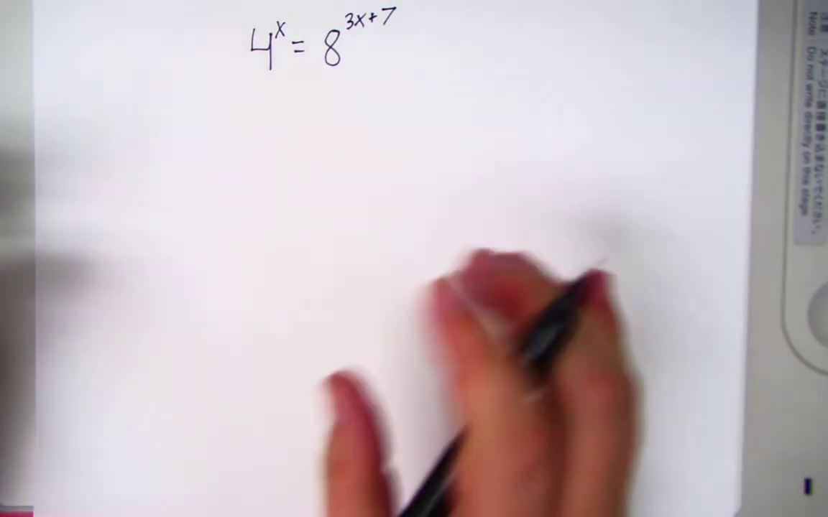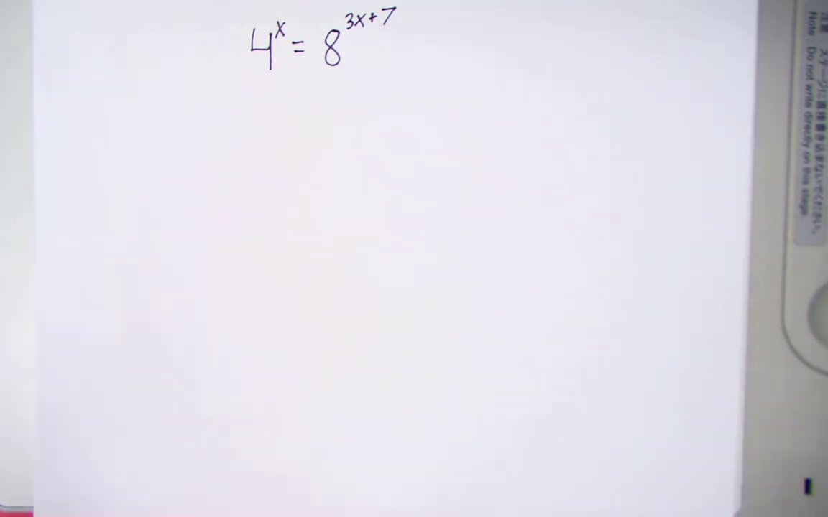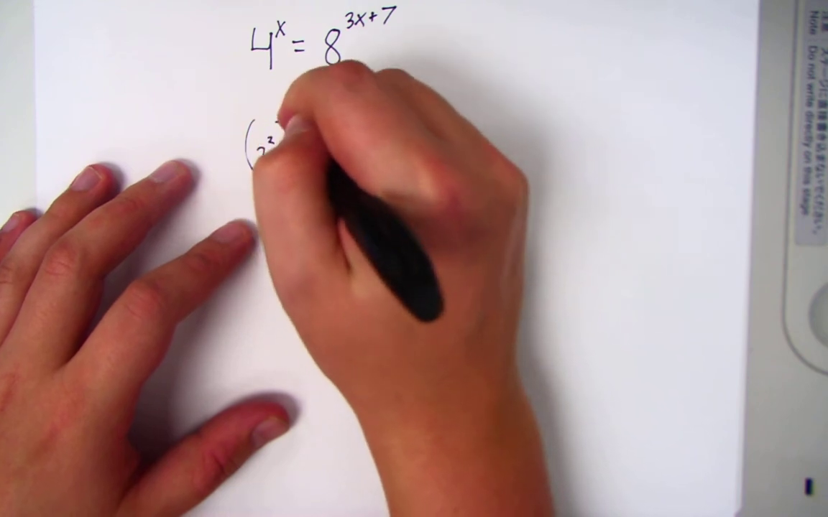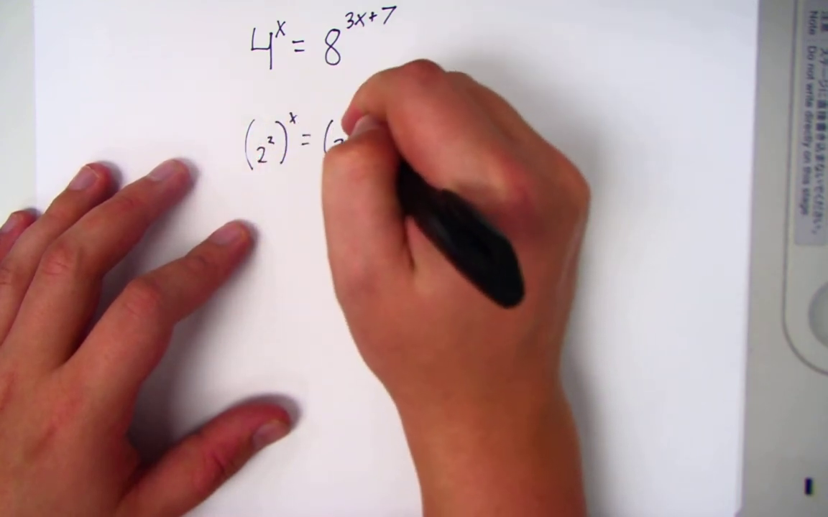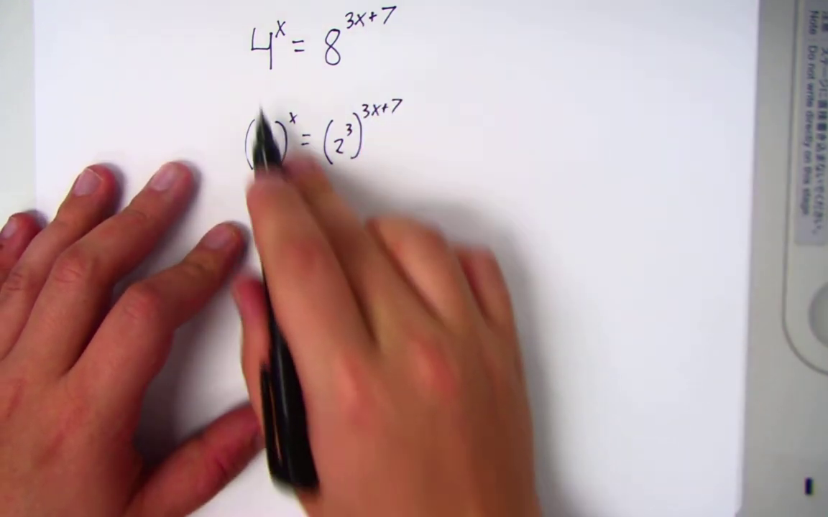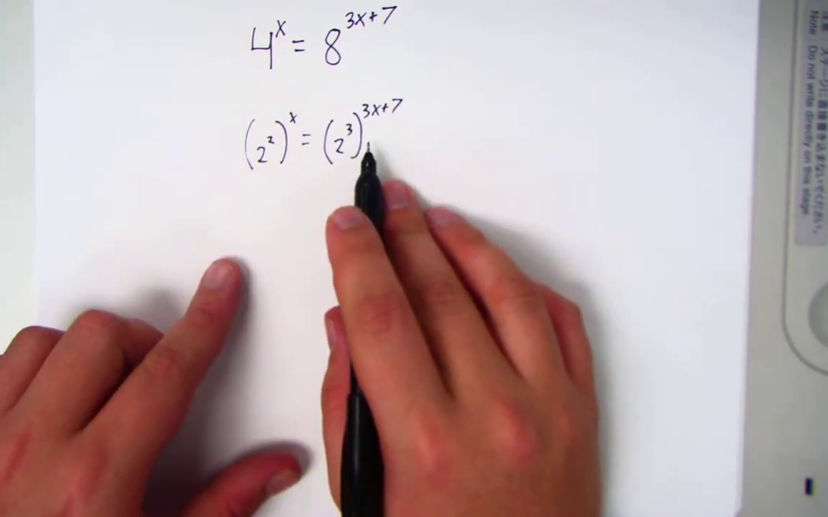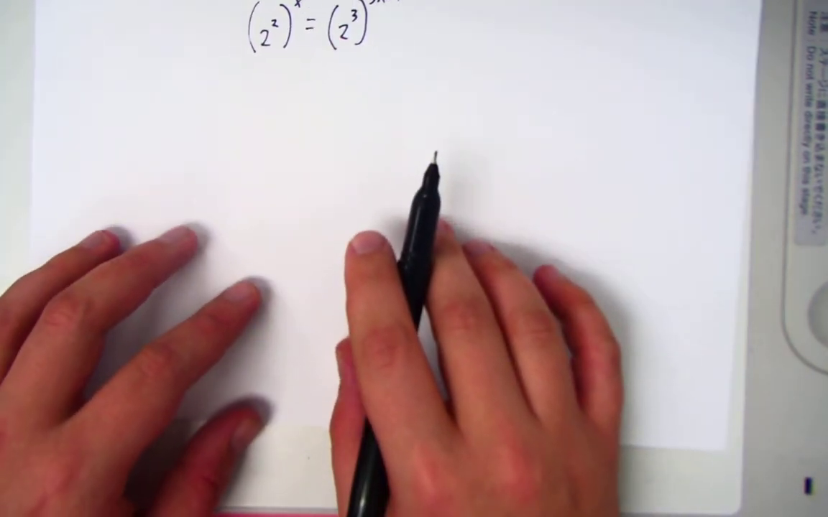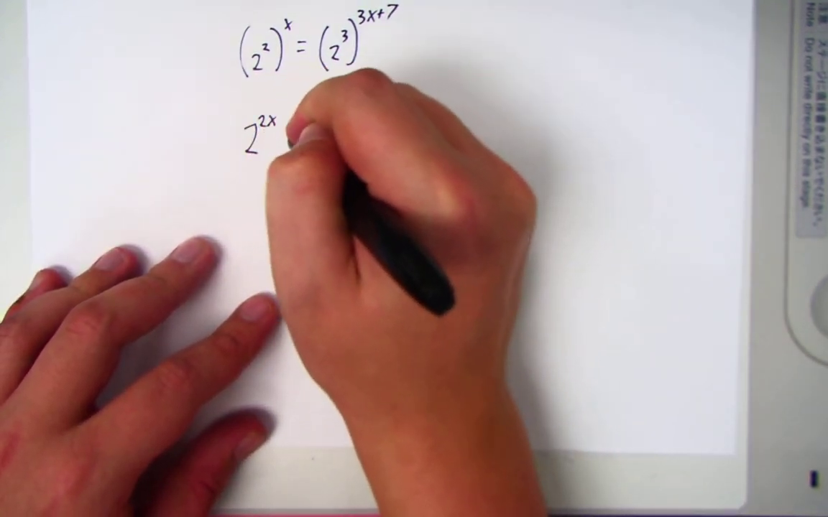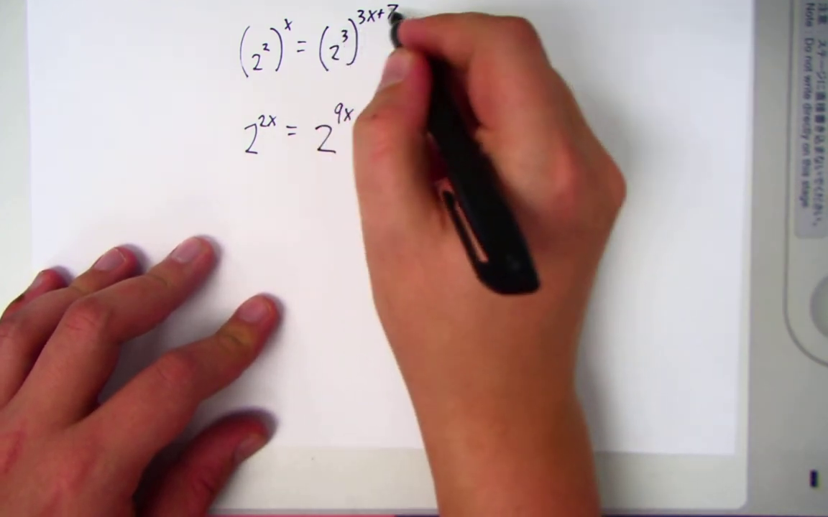I look at 4, I look at 8. It's one of these problems where both of them are powers of the same number. 4 and 8 are both powers of 2, so I'm going to write both of them as powers of 2. 2 to the 2 to the x equals 2 to the 3 to the 3x plus 7. 2 to the 2 is 4, so I just wrote 2 to the 2 instead of 4. 8 is 2 to the 3, so I just wrote 2 to the 3 instead. And now that means I can write 2 to the 2x equals 2 to the 3 times 3x is 9x, 3 times 7 is 21.